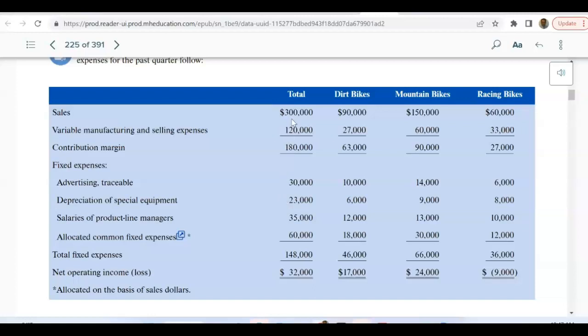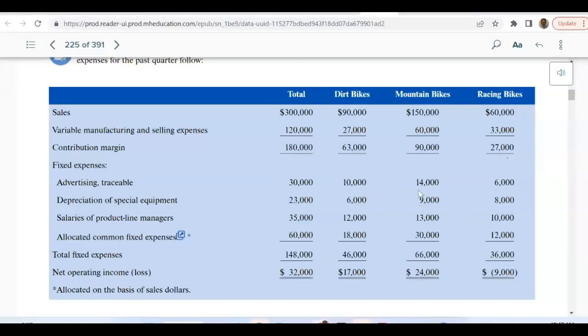So I see they are selling $90,000 of dirt bike. Mountain bike, they are selling more, $150,000, and racing bikes, $60,000. Every one of them has a positive contribution margin. It looks like mountain bike has the highest contribution margin and racing bike has the lowest.